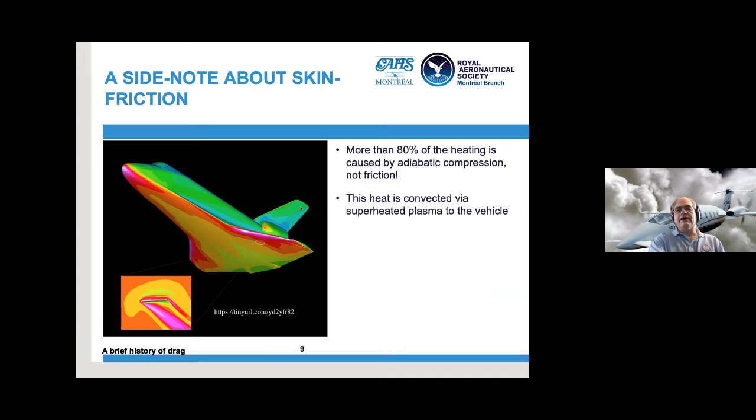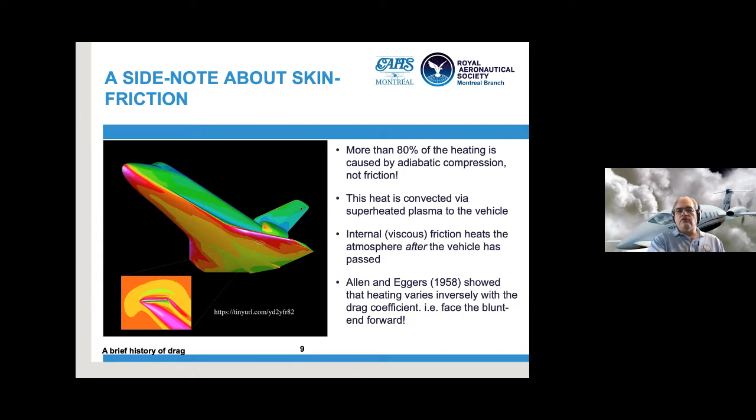And to give you an idea with a little bit of math, obviously the superheated air can actually break down the molecular bonds in the air and conduct and convect to the vehicle. Viscous friction, which is, as I said, the stickiness of the air, does actually heat the atmosphere, but it's long after the space shuttle has gone by. It's all the turmoil amongst the molecules, exactly like when you stir a liquid very fast, it gets hot. That's what's happening there, but it's not what's affecting the space shuttle. So in actual fact, a study by Alan Eggers in 58 showed that the heating varies inversely with the drag coefficient. What does that mean? Well, we'll have a look at that in a second.